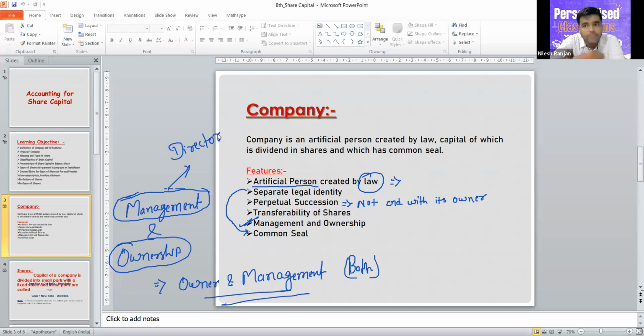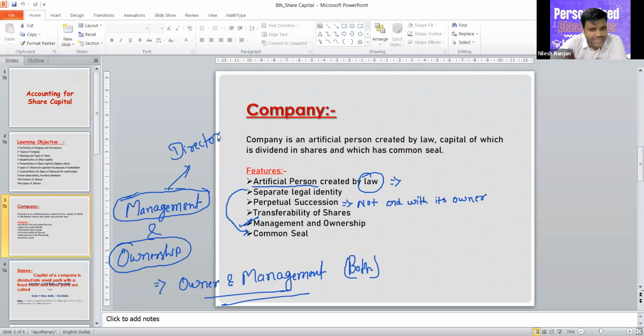But if I am running the business and I change the ownership, I sell it to some other person, then that person will take over and he will manage the business in his own way. So the business will be impacted by the change in ownership. Yes or no? Okay, so this is our management and ownership. The fourth point is transferability of shares.